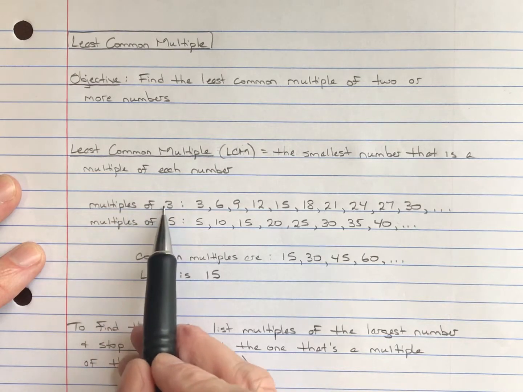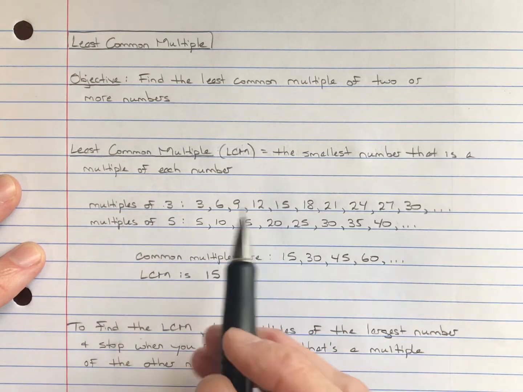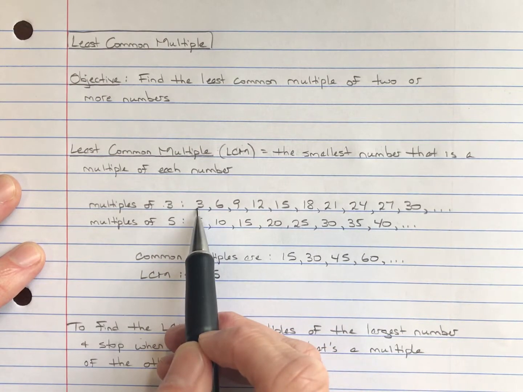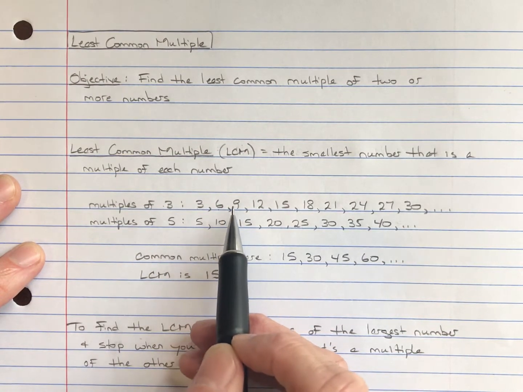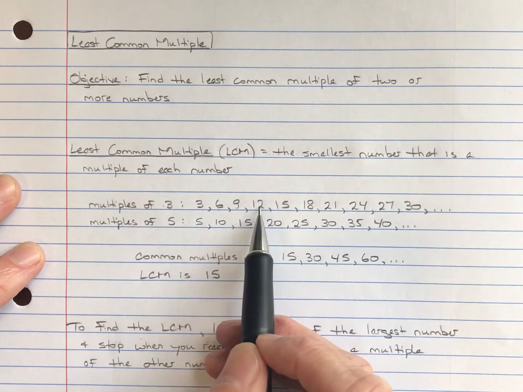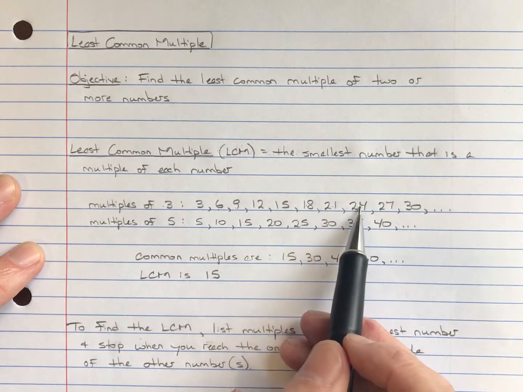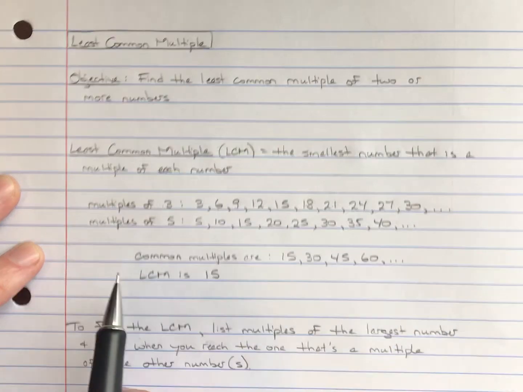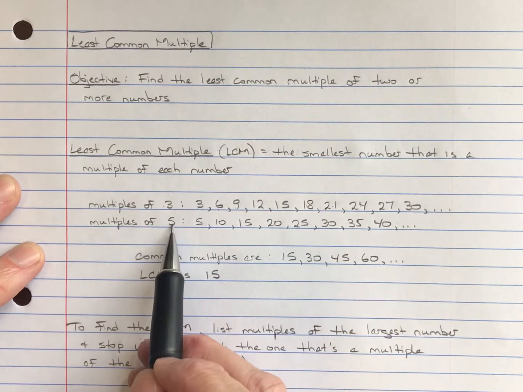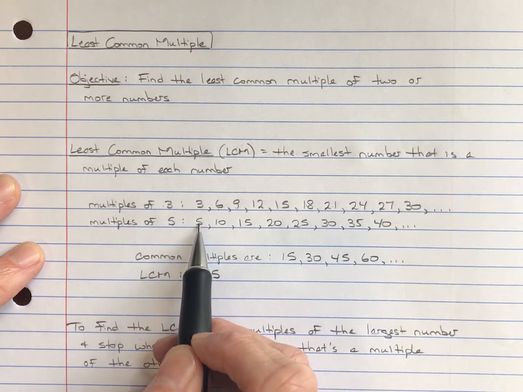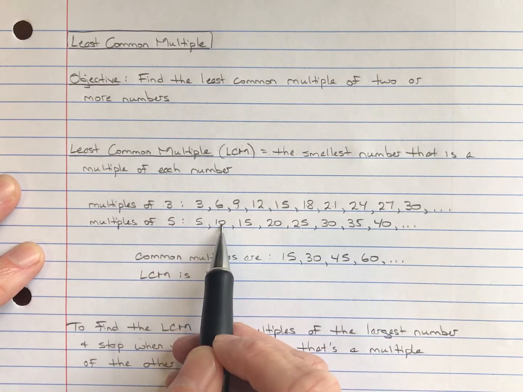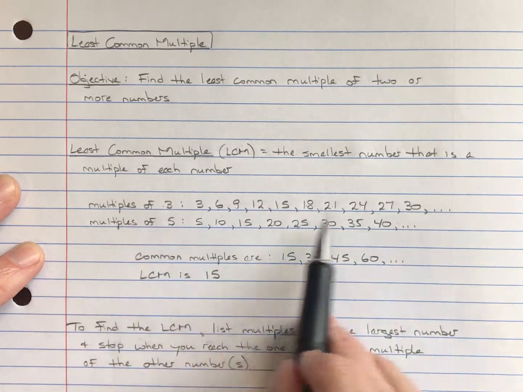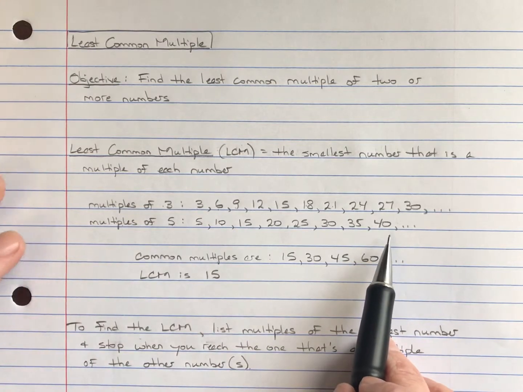Let's talk about multiples of 3 and multiples of 5. Your multiples of 3 start off as follows: 3 times 1, 3. 3 times 2, 6. 3 times 3, 9. 12, 15, 18, 21, 24, 27, 30, etc. Your multiples of 5 start off with 5, which is 5 times 1, and then go to 10, 5 times 2, and then 15, 20, 25, etc. Those are your multiples of 3 and your multiples of 5.